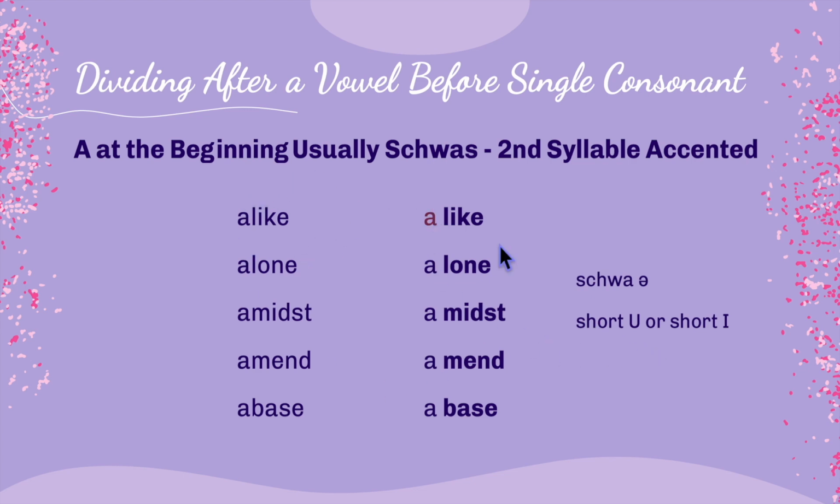In all of these words, the second syllable will be accented. So we have alike, not a-like, alike. You might say it a-like if you were really trying to emphasize it, but most of the time it will be alike, alone, amidst, amend, abase. Notice that these two words have closed syllables with a vowel in the middle, so it uses its short sound.